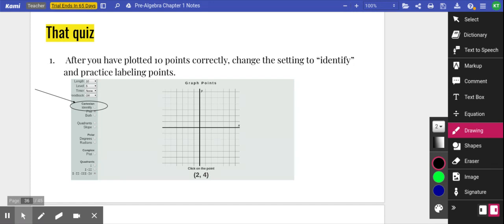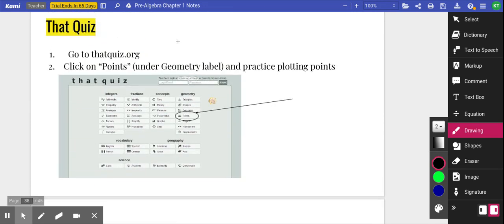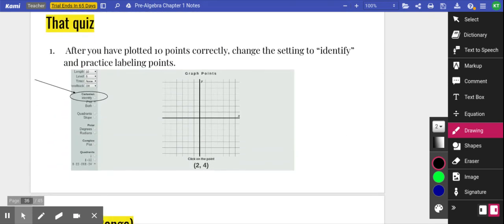Again, I'd like you to get 10 of those correct before moving on. All right, so you can pause the video again until you get both your points plotted and then your points identified, 10 each. Okay, so pause the video and do that.